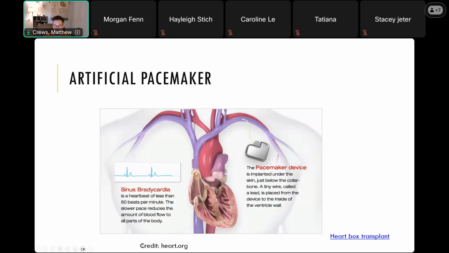Either one of these could be fine. Either one of these could be bad. So in tachycardia, you have a faster heartbeat. There's a pacemaker implanted if somebody has an extremely low heart rate.